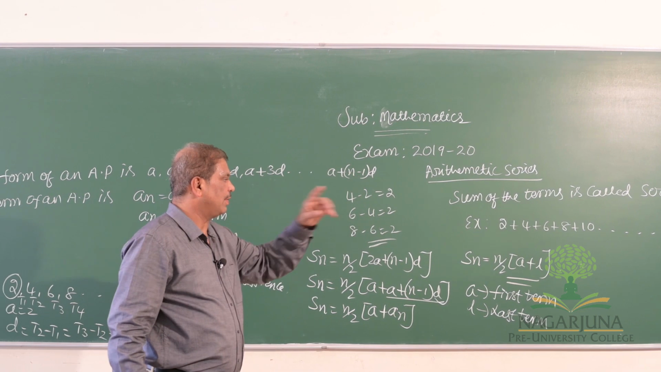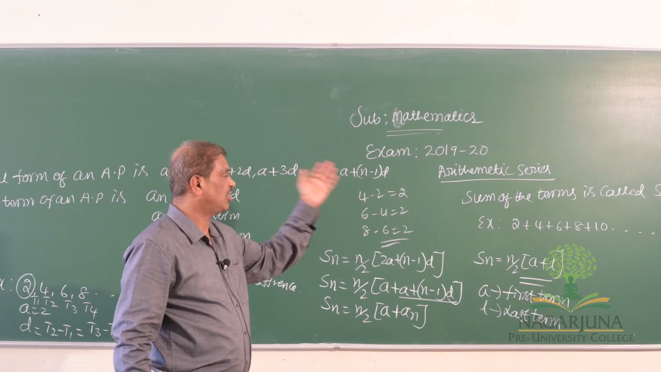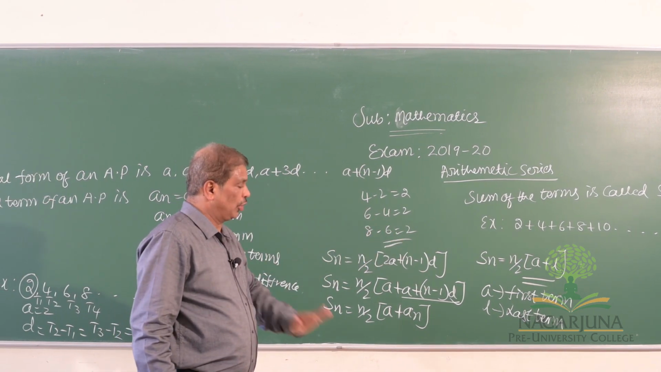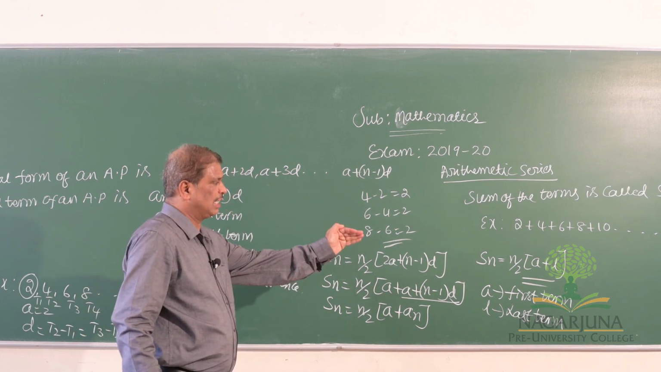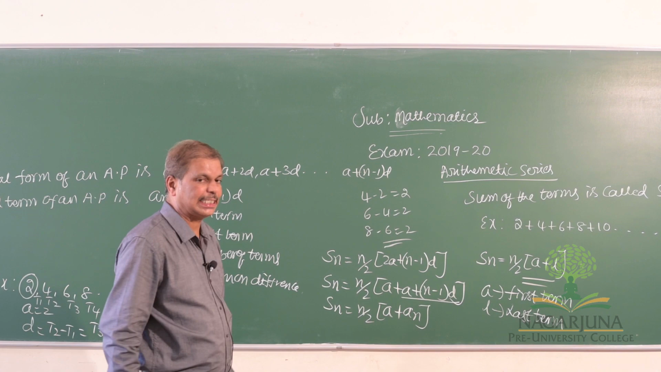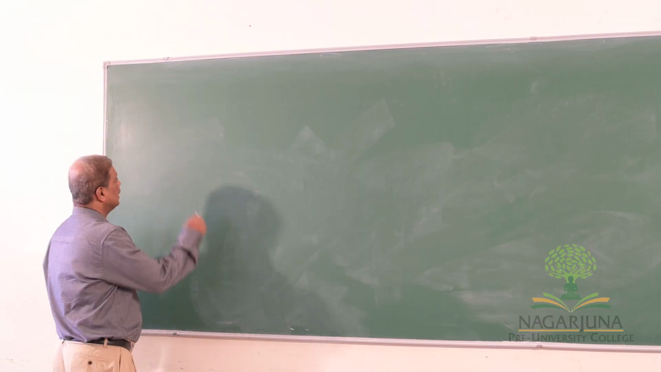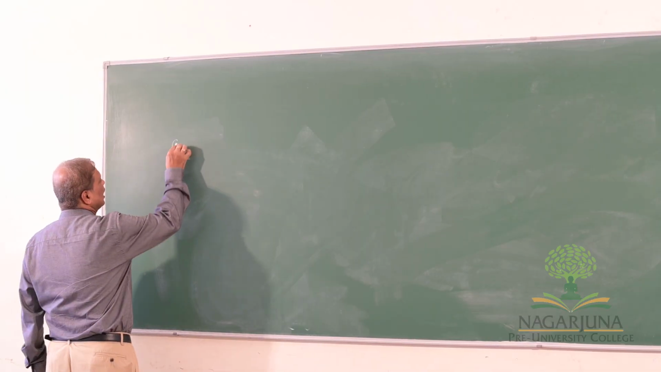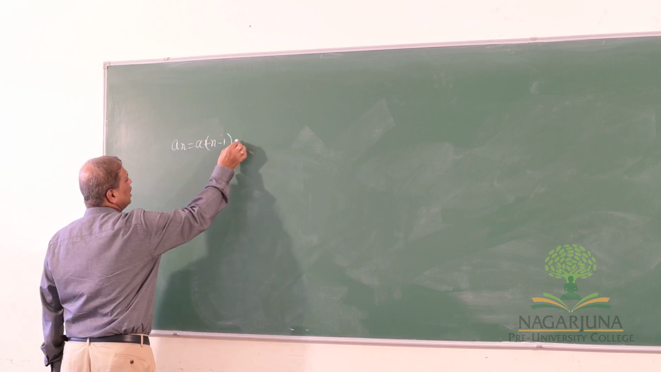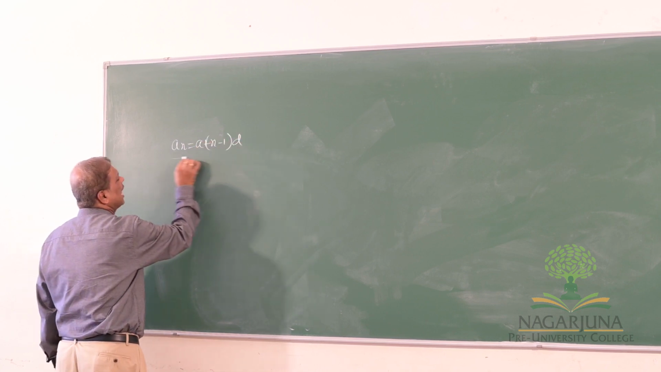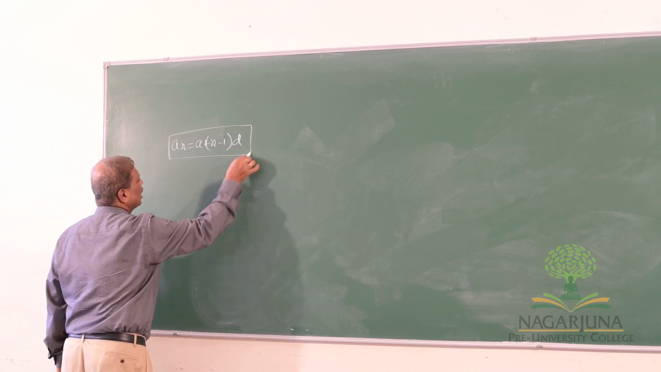So Sn is equal to n by 2 into (a plus l), where a is the first term and l is the last term. This is the sum to n terms of an arithmetic progression, or arithmetic series. Now, based on sums, an is equal to a plus (n minus 1) into d. This we call the nth term of an arithmetic progression.